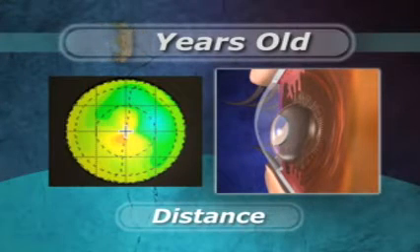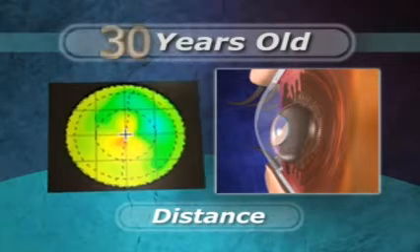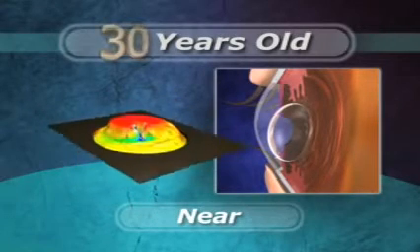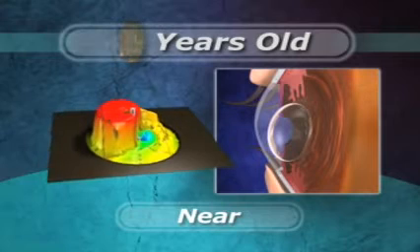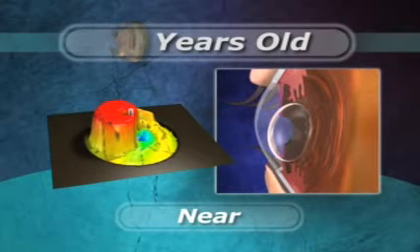This is a normal lens at age 30. The distance wavefront is very similar to the 20-year-old's. However, the near wavefront image has changed. We find a decrease in the overall intensity of the accommodative response, along with a tendency to localize the effect in the center of the lens.